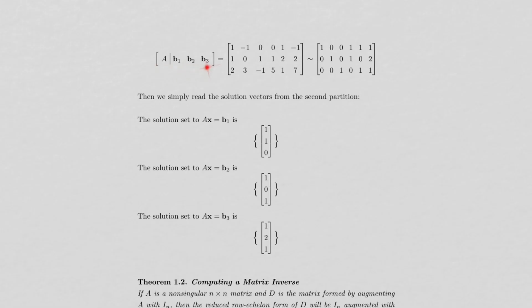Okay, so here's A augmented with B1, B2, B3. We row reduce it on a computer, and sure enough, the first three columns are the three columns of the 3 by 3 identity. So these three columns are the solutions to our corresponding matrix equations. So the solution to Ax equals B1 is the set containing 1, 1, 0, the first of the columns here. The solution to Ax equals B2 is the set containing the column vector 1, 0, 1. The solution to Ax equals B3 is the set containing 1, 2, 1.